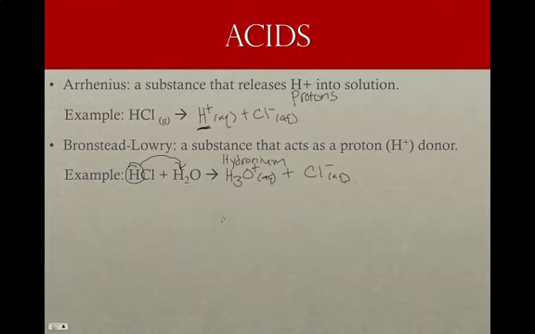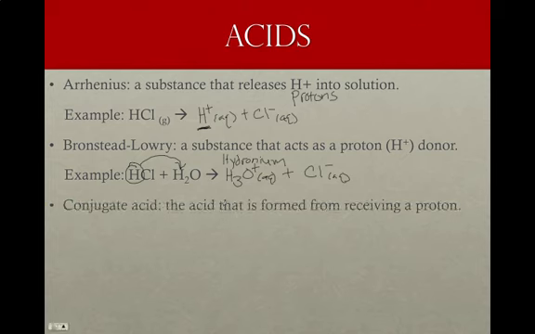So we also need to know what a conjugate acid is, and that's the acid that is formed from receiving a proton. So when this proton transfers onto the water here, and you form this hydronium ion, the H3O+, this is your conjugate acid. So in the example, the H3O+, or the hydronium ion, is the conjugate acid.